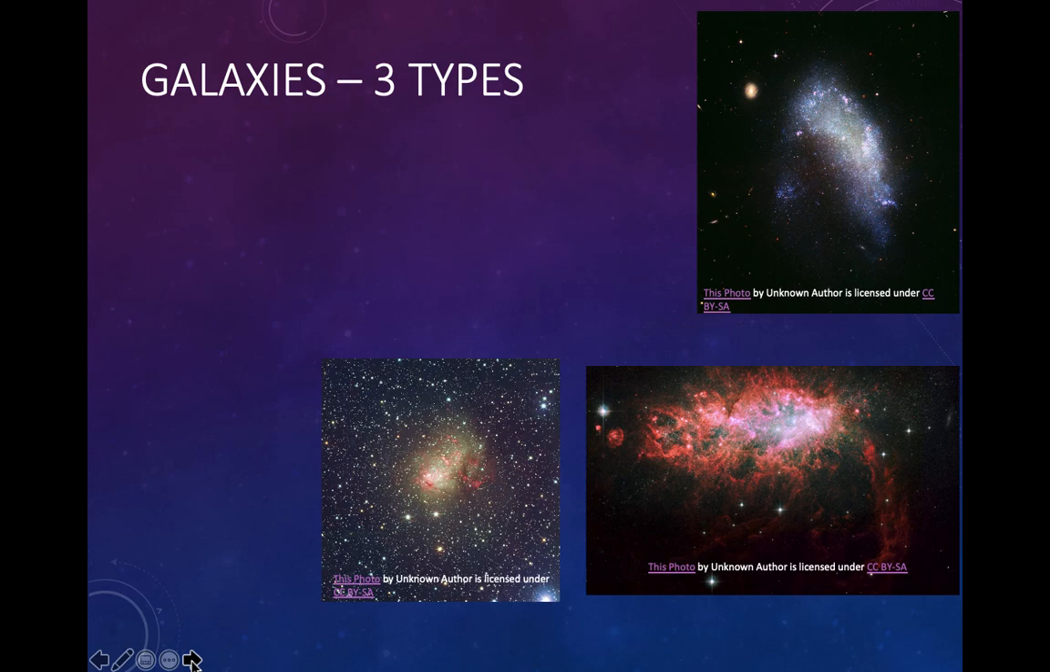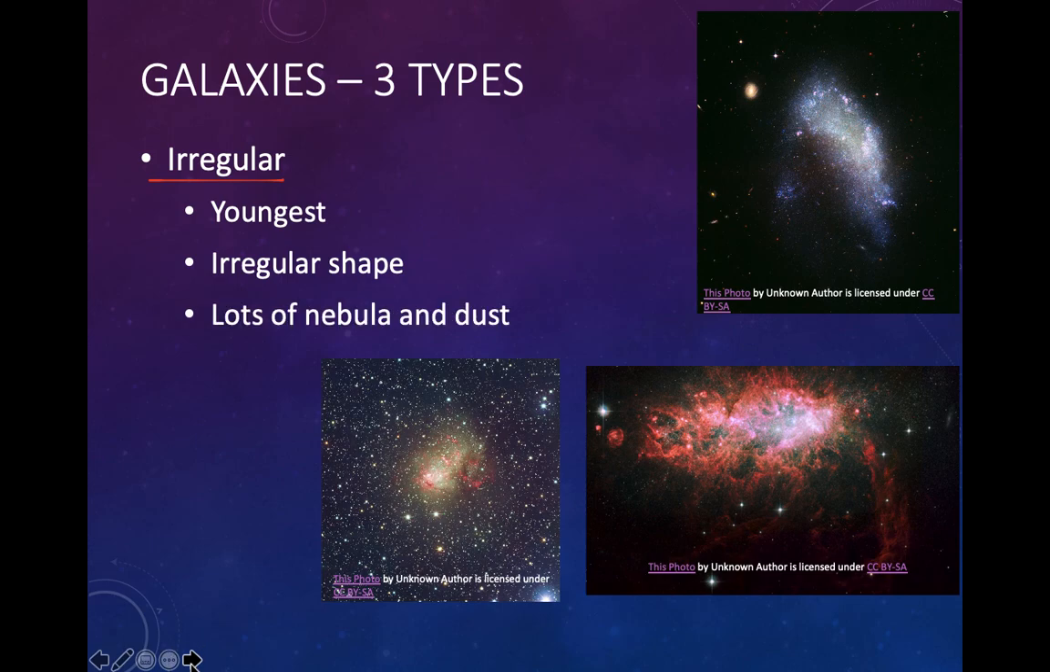Now let's focus in on the galaxies. The first type of galaxy is the irregular. It's the youngest galaxy, and it has an irregular shape, and that's why it's called an irregular galaxy. It contains a lot of nebulas, and it contains a lot of dust. There's just not a lot of structure there. There aren't a lot of things in the galaxy. If I were to draw it, I would just draw kind of like a squiggle. There's no real shape to it.